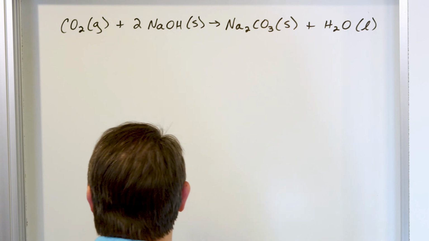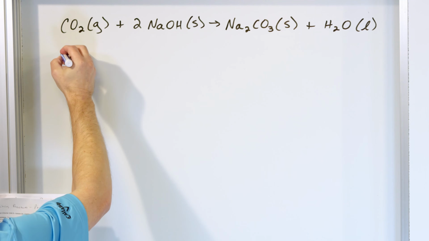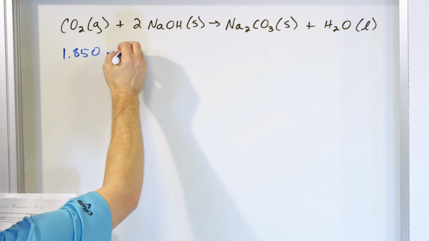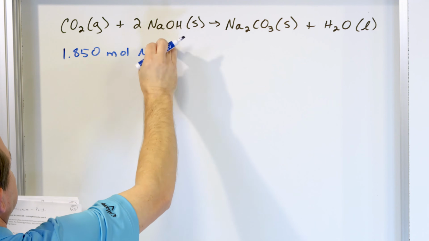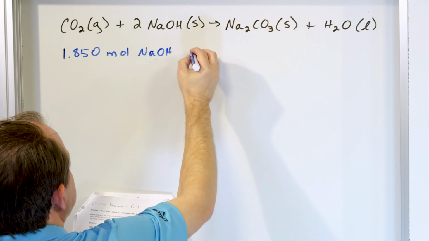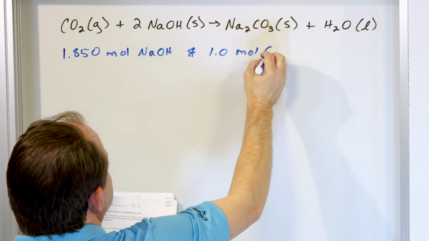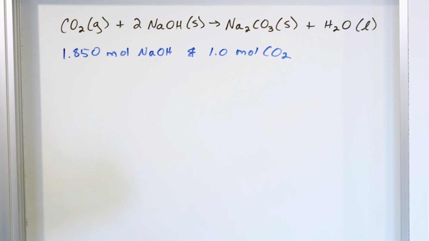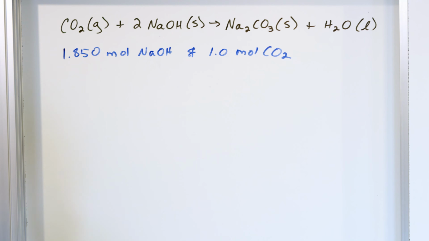And so I'm going to write down what part A is. What we're reacting together is 1.850 moles of NaOH, sodium hydroxide. We're reacting with that 1.0 moles of CO2, which are these 2 species. And I'm asking you, which of these 2 is the limiting reactant?